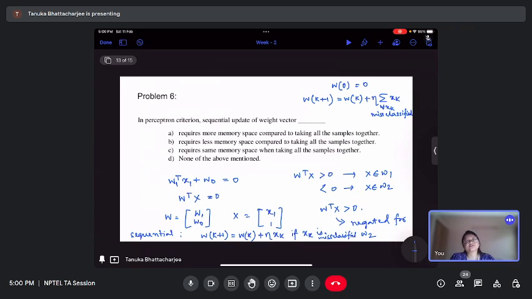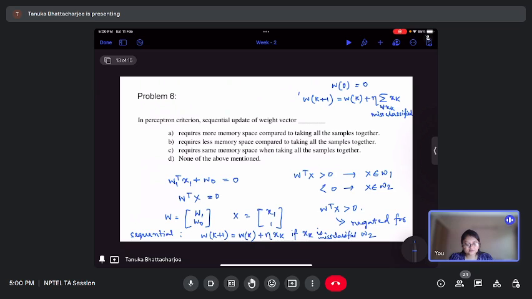If it is misclassified, again you do this addition, and you keep on doing this until you reach some value of W with which you classify all the samples and none of them are misclassified. At that point you stop. So this is basically the sequential version.